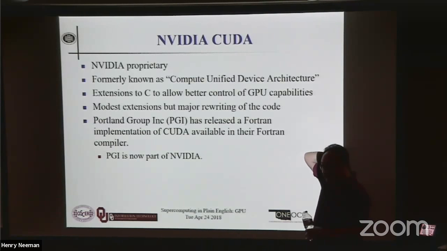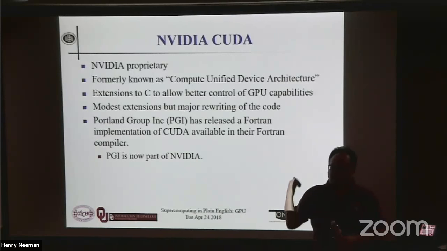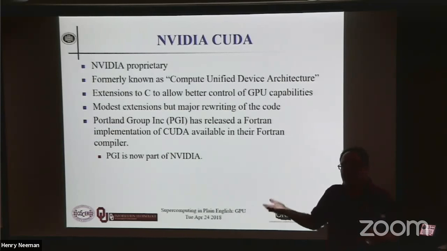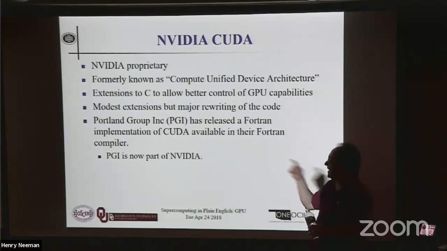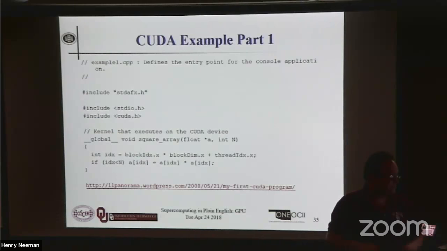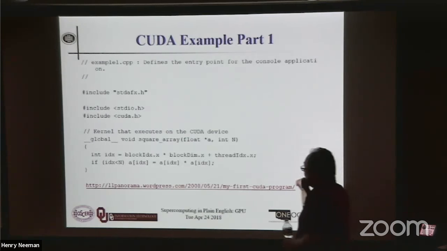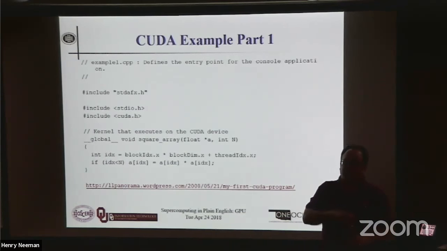Portland Group was the compiler company that developed a Fortran implementation of CUDA. NVIDIA originally only released a C implementation because their assumption was that most people know C and very few people know CUDA Fortran. And then later PGI got bought by NVIDIA, so now it's part of NVIDIA. Okay. And many institutions support Portland Group compilers among other compiler families.